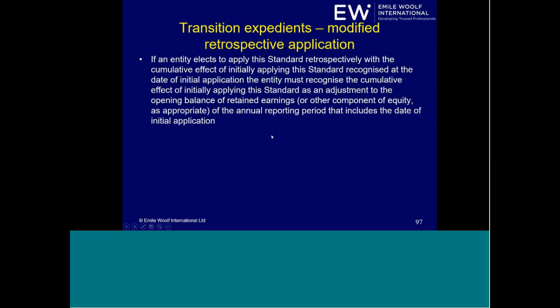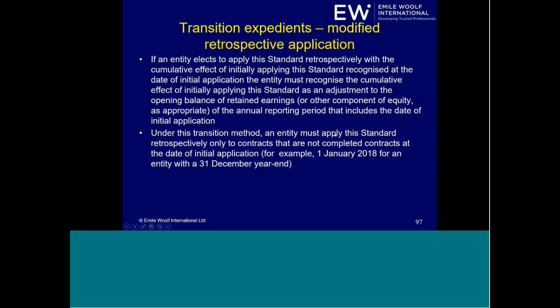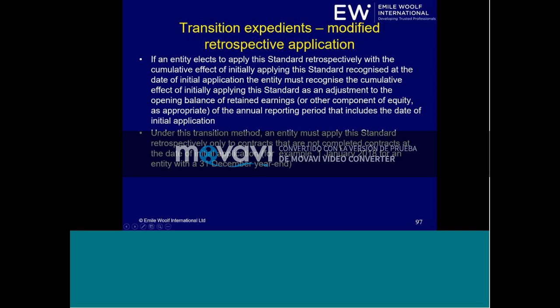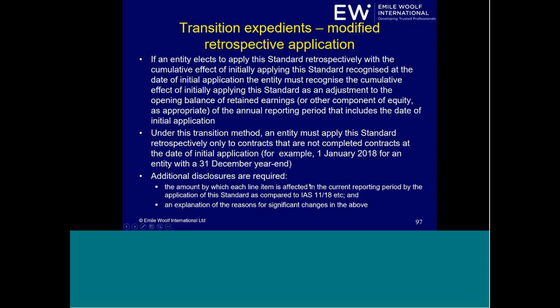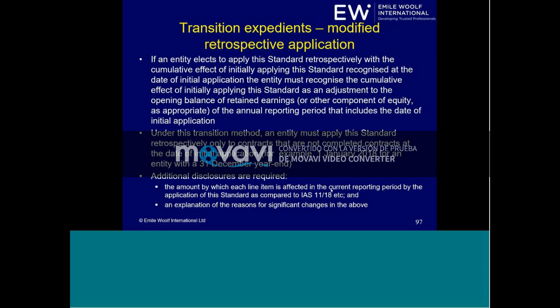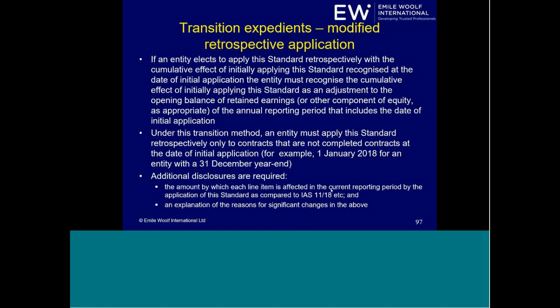There is additional disclosure, showing how each line item in this year, in 2018, has differed from what it would have been under IAS 11, 18, IFRIC 13, IFRIC 15, IFRIC 18. So the problem I see with this modified retrospective is, you're going to leave last year exactly as it was, IAS 11, 18, and so on. You're going to have this year as IFRS 15. And how much would this year have been different if we had carried on with the old standards?